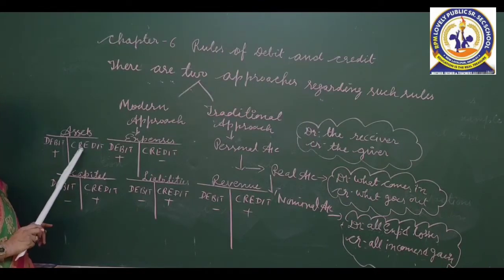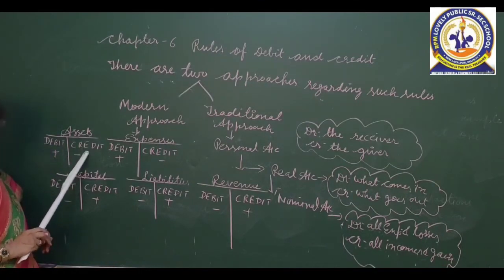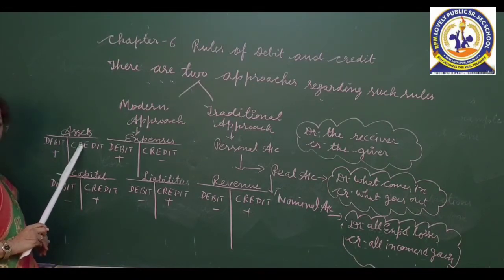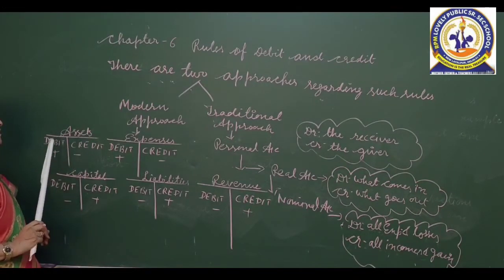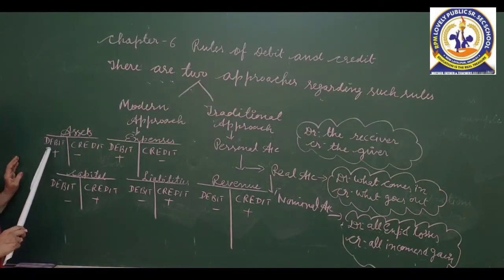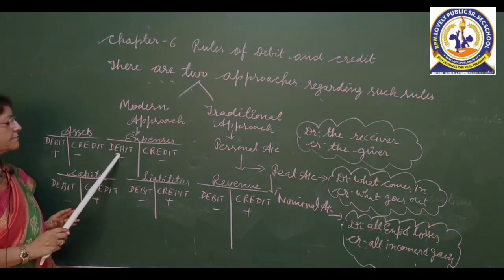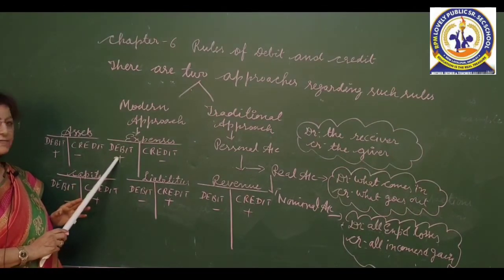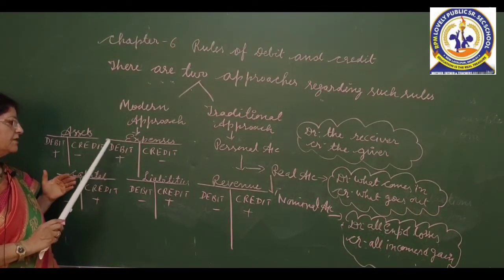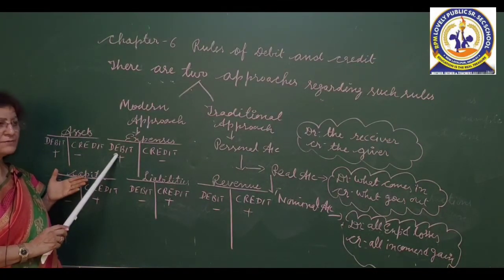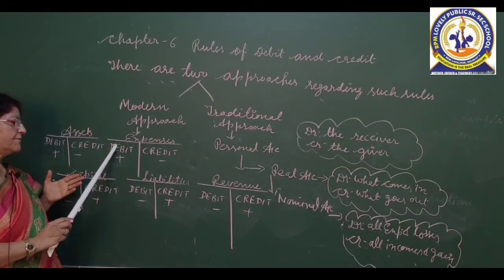Each account has 2 sides, left hand side and right hand side. Left hand side is known as debit side, right hand side is known as credit side. So if there is increase in the value of building, machinery, furniture will be debited. Similarly, in expenses, we are going to pay rent, rupees 10,000. Next expense we are going to incur. We are going to pay commission, interest will be debited.